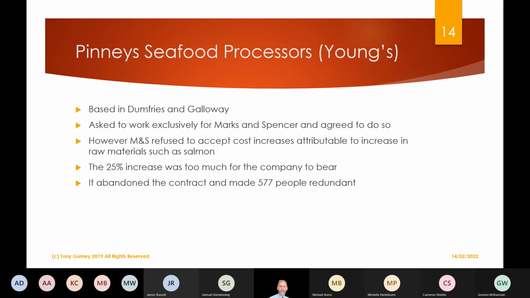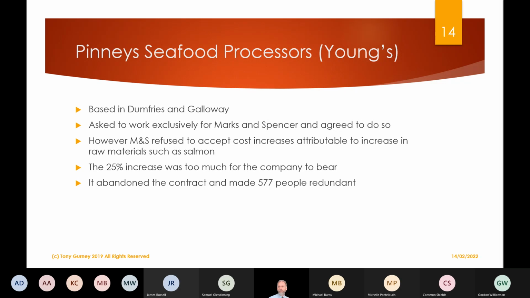And they wanted to renegotiate contracts. So the contract was up, they wanted to do a new one. They said, okay, well, raw materials have gone up, therefore we're going to have to charge you more. And Marks and Spencer said, we'll keep going if you can give us the same price, but other than that, no.